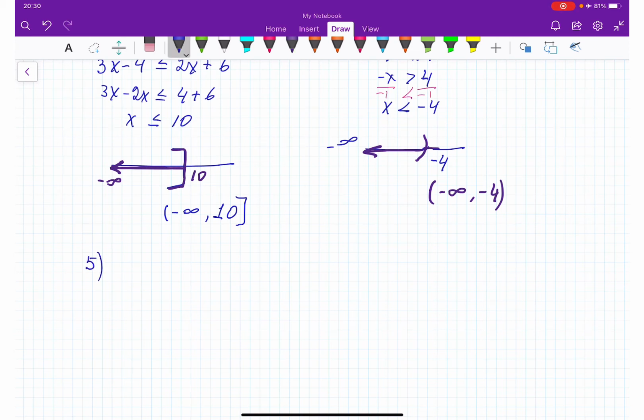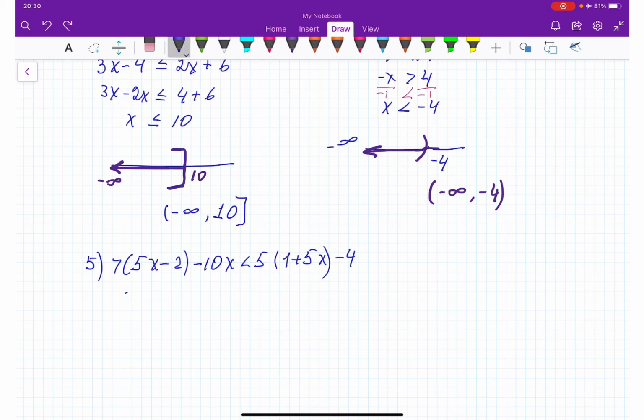So we have 7 times (5x minus 2) minus 10x less than 5 times (1 plus 5x and minus 4). Okay, let's solve it. So distributing 7 by 5x and negative 2, right?